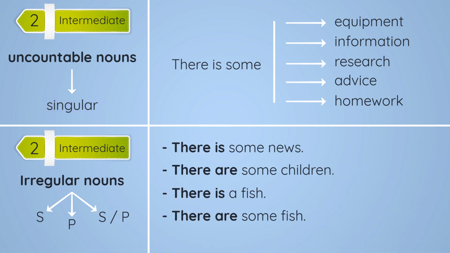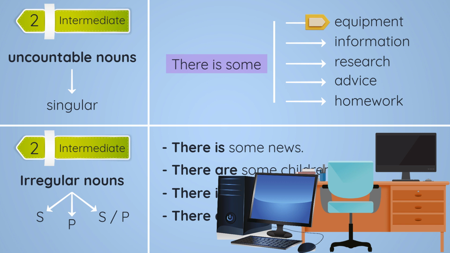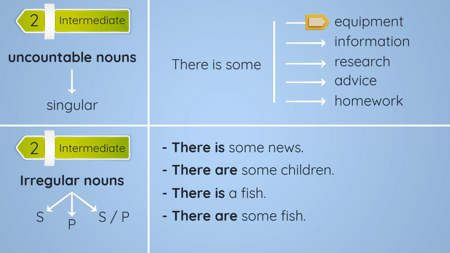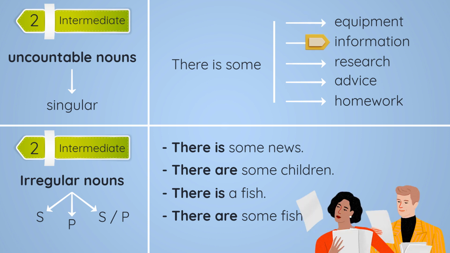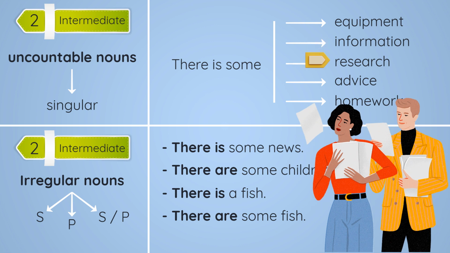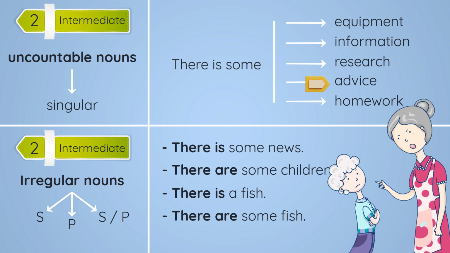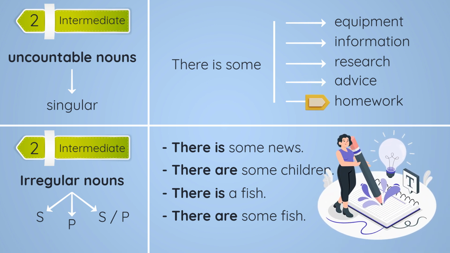Let's look at some examples. We say, there is some equipment. If it was countable, we would say, there are some computers. Because computers we can count. But in English, equipment is a word which is considered an uncountable noun. So it's always singular. Okay? There is some equipment. There is some information. There is some research. There is some advice you should take. There is some homework you need to finish.